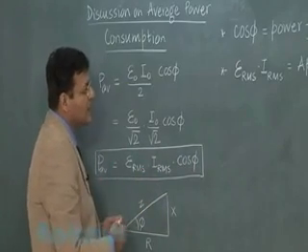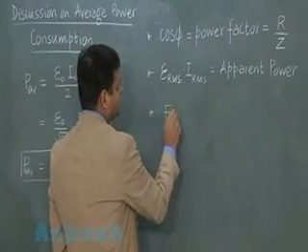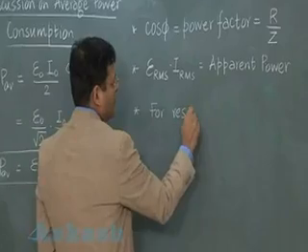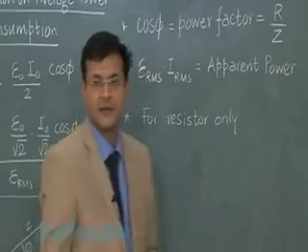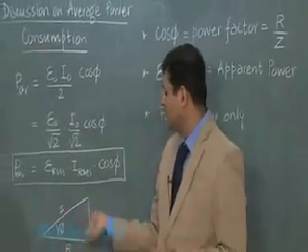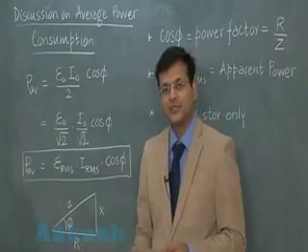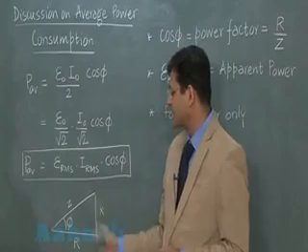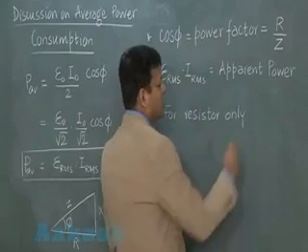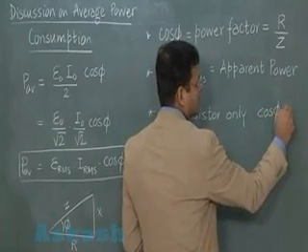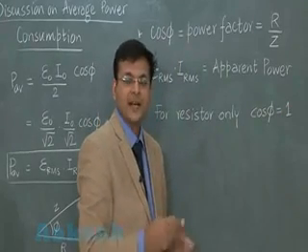Now if you consider all the elements one by one, then for a resistor only, suppose there is only a resistor in the circuit, that means reactance is absent. If reactance is absent, the value of X will be 0, and if X becomes 0, then Z and R both become the same. You understand? For a pure resistor, X is 0 and R and Z are the same. Therefore the value of cos phi will be equal to 1, because for a pure resistor Z and R are the same.